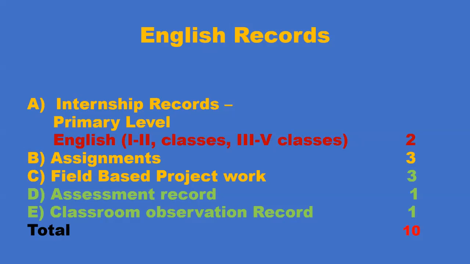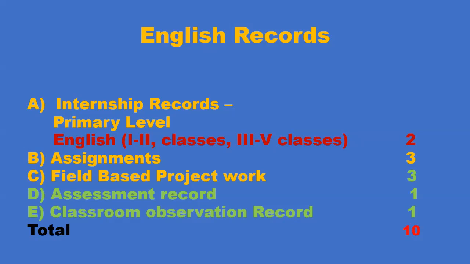You have to write 2 types of lesson plans. That means for English, P1 for classes 1 and 2, and P2, where you may choose class 3 or class 4 or class 5, based on your interest. Then you have to present 3 assignments. You have to present 3 field-based project works.